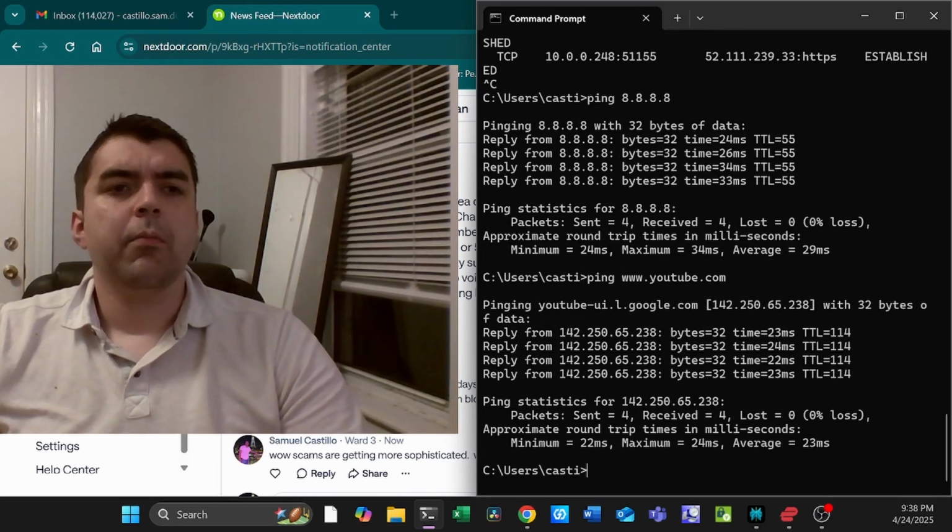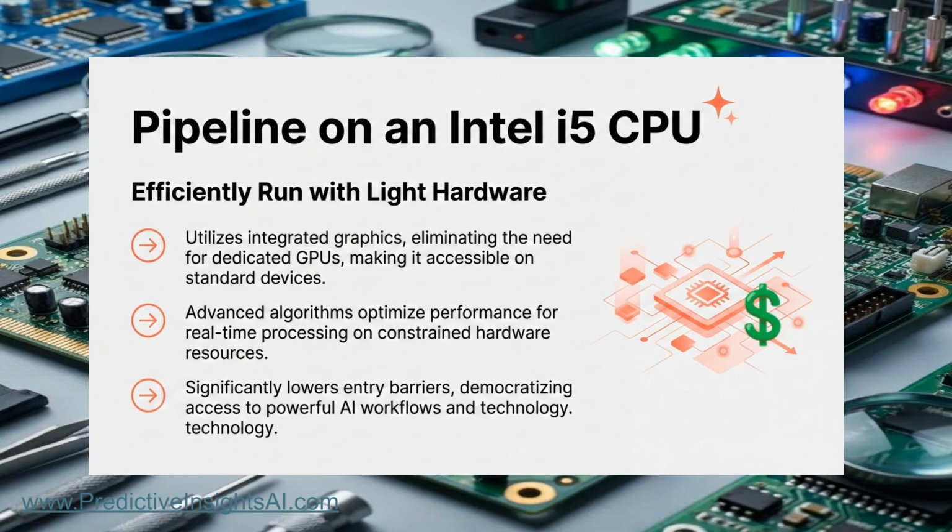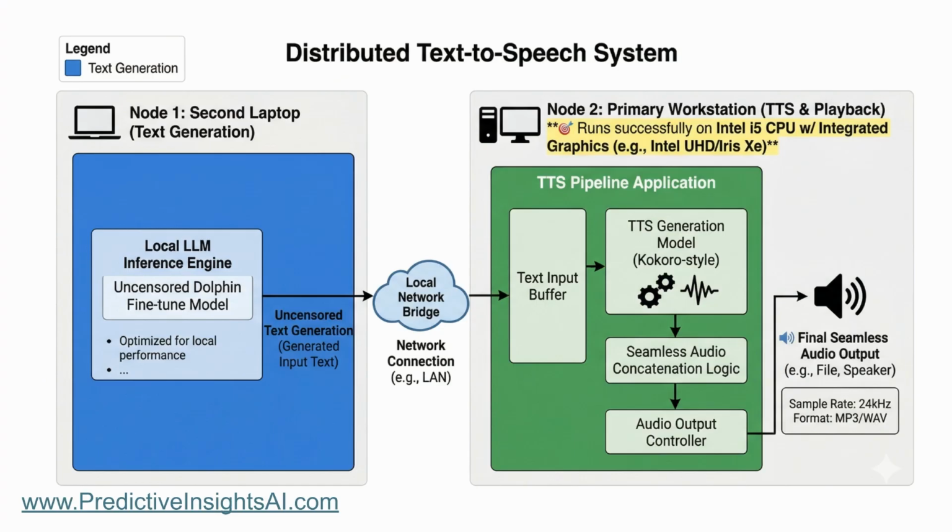The system is optimized for consumer-grade CPUs. The pipeline runs efficiently on light hardware, utilizing integrated graphics to eliminate the need for dedicated GPUs. Advanced algorithms optimize real-time processing on constrained resources, significantly lowering entry barriers to powerful AI. The distributed text-to-speech system involves two nodes. Node 1 handles uncensored text generation using a local LLM. Node 2, our primary workstation running on integrated graphics, processes the text into a final seamless audio output.